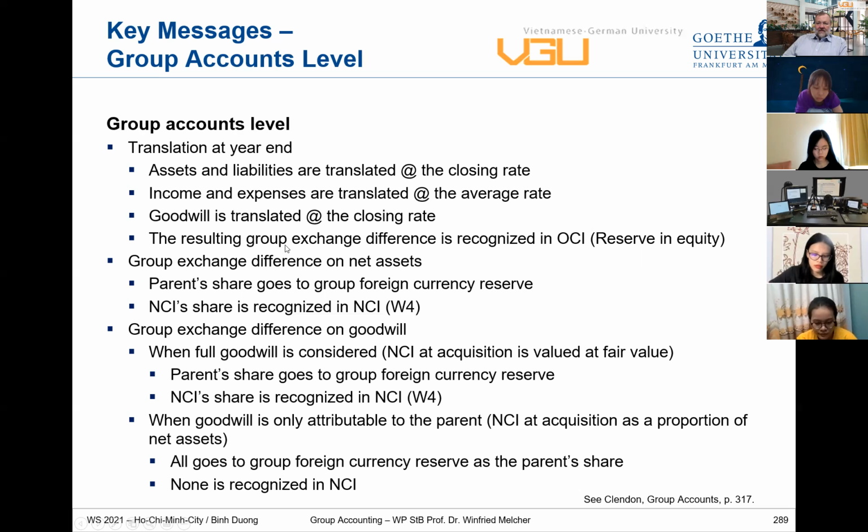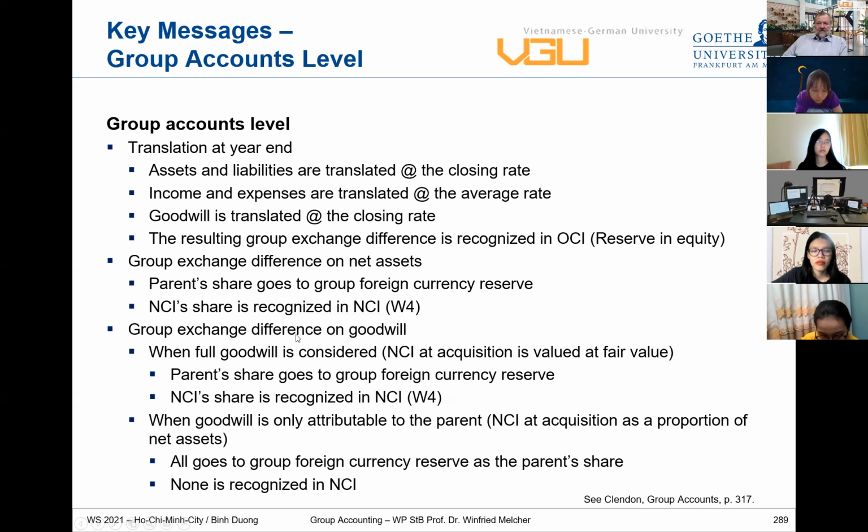And the resulting group exchange difference is then recognized in OCI, whereas the difference that is allocated to NCI goes directly to NCI and not into an OCI portion of NCI. So the group exchange difference on net assets will be split. The parent share goes to the group foreign currency reserve, which we know is an OCI thing, and the NCI's share is recognized directly in NCI.